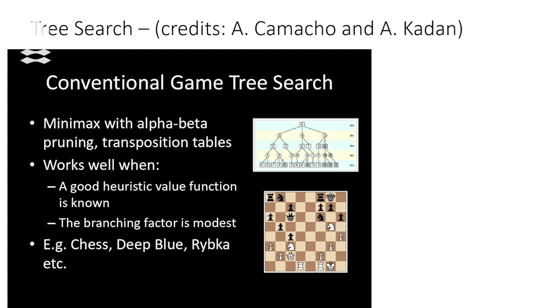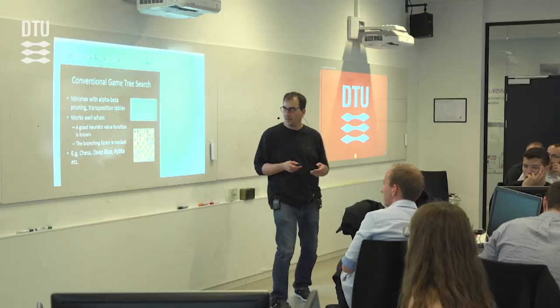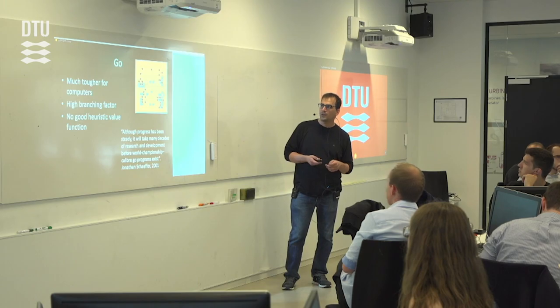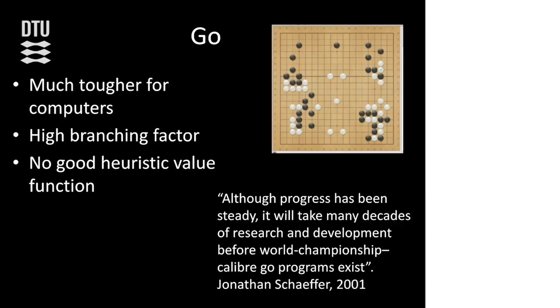So this is a good heuristic when the value function is known, or when it's easy to use, and when the branching factor is modest. So basically, the tree here only grows by a factor of two. That's not too bad. When the branching factor is large, then it's quite a disaster. So basically, I can only develop the tree one or two steps into the future. So this is sort of conventional tree search. Go, on the other hand, is much tougher for computers. Go, to those of you who don't know, there is the board. An adult-sized board is 19 by 19. You have black pieces and white pieces.